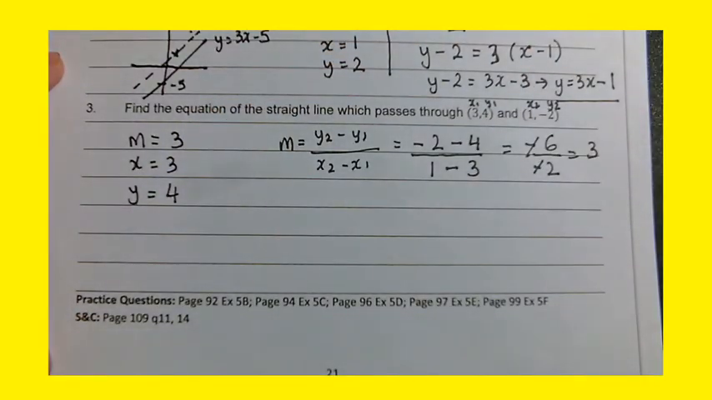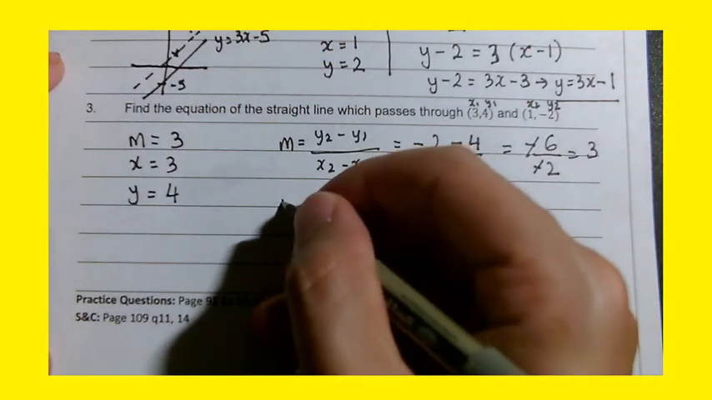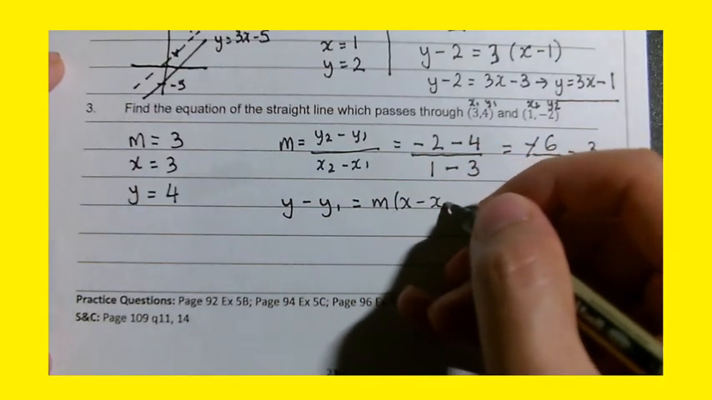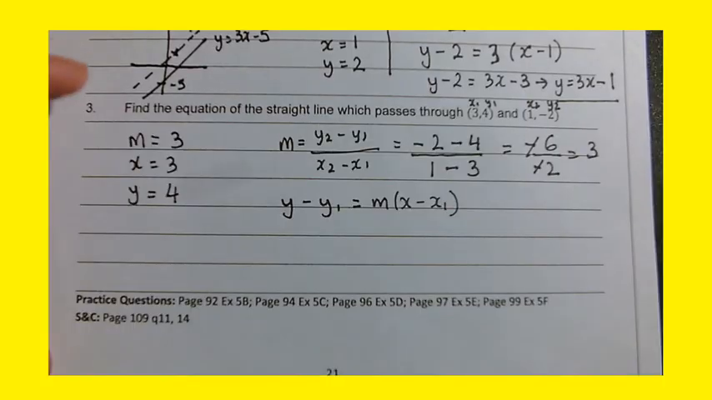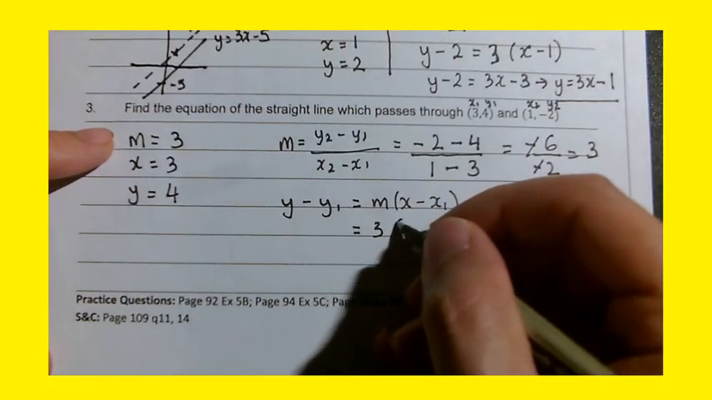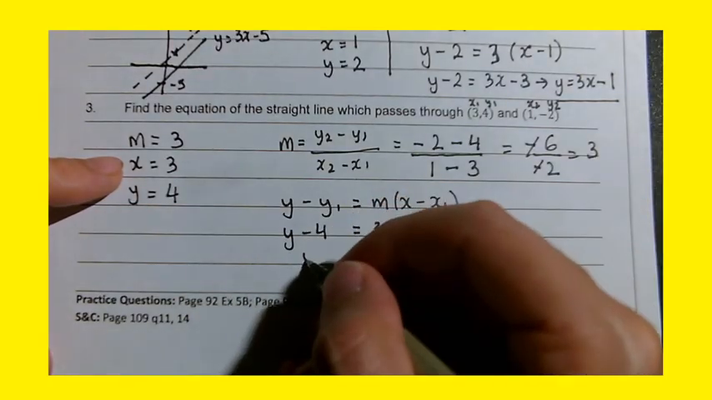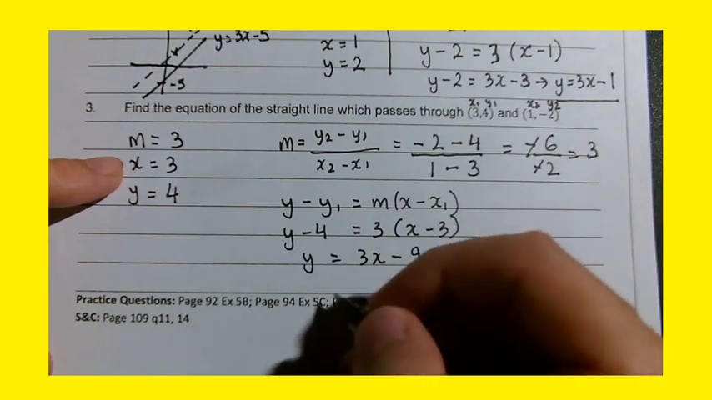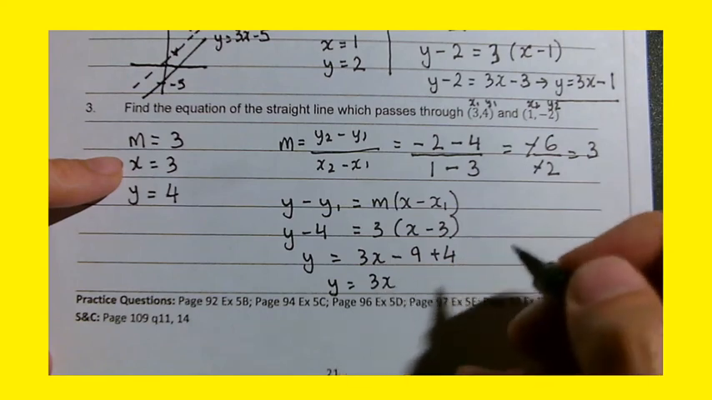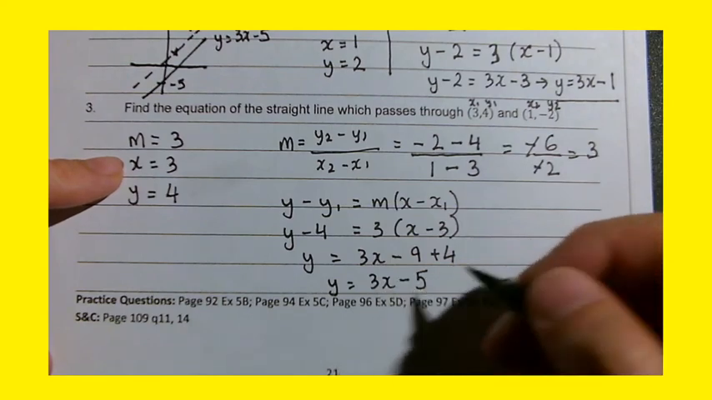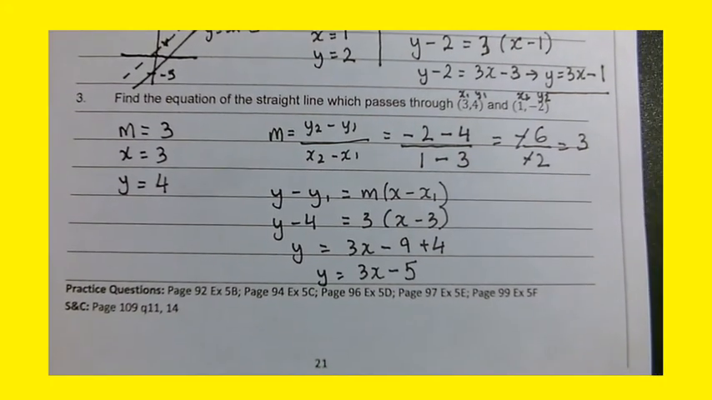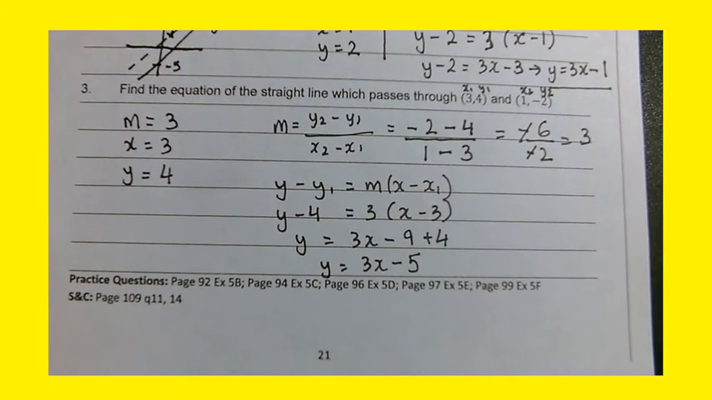I've got all three things that I need for the equation of a straight line. So I'm going to use my formula, y minus y1 equals m(x minus x1). I'm going to substitute what I know. So I know my m is 3, I know my x is 3, I know my y is 4. Okay, so there's my answer.